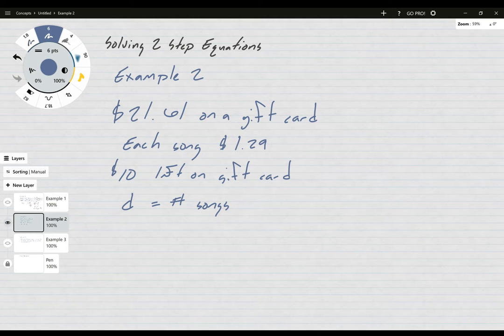So let's figure out how we can determine how he's going to have $10 left on his card. So we know that his balance is $21.61. So I'm going to write that first. I have $21.61. But he's going to have to subtract the cost of each song, which was $1.29. But we don't know how many songs he gets to purchase, so we're going to use the variable d. So here is half of our equation.